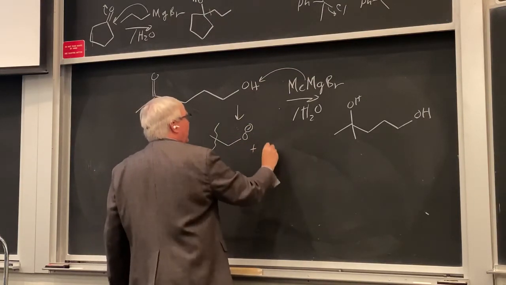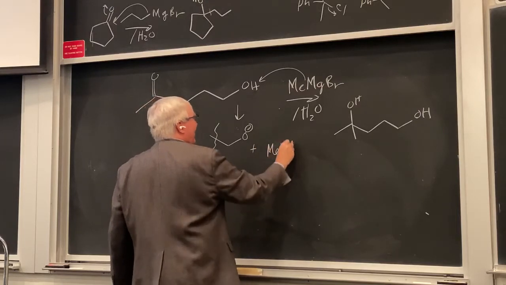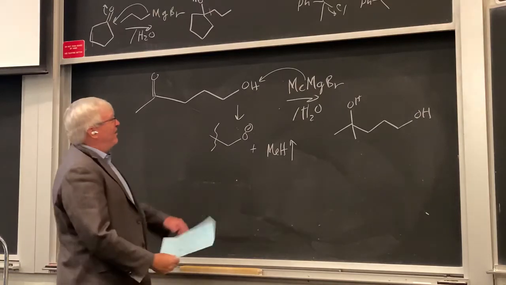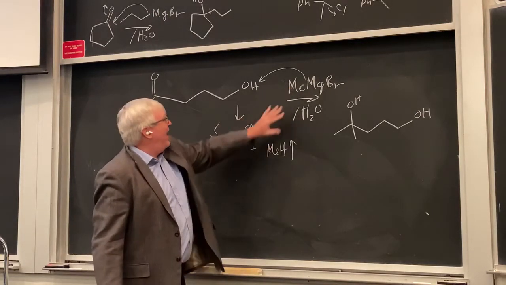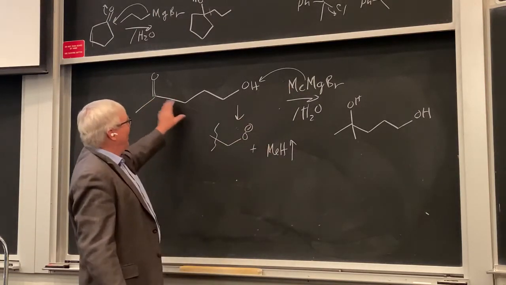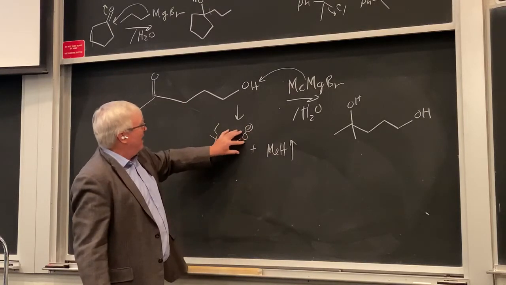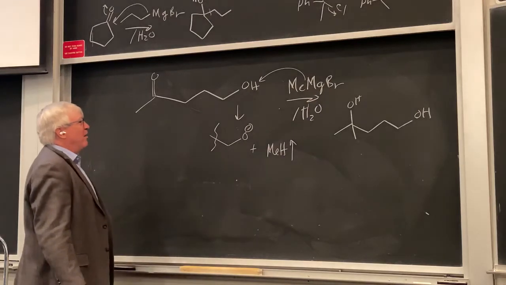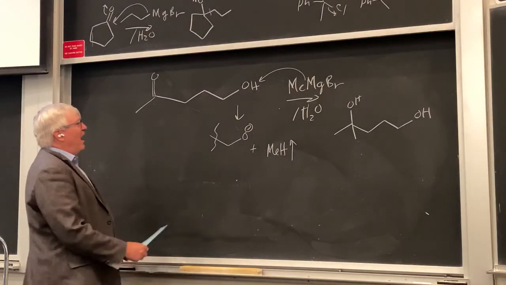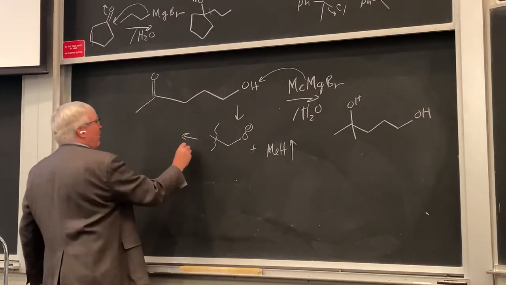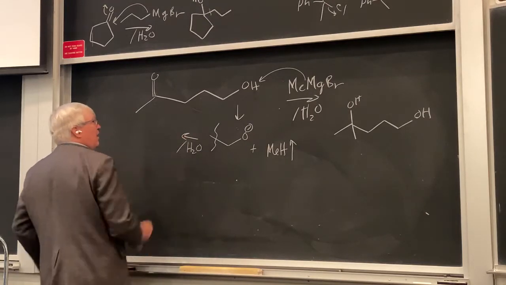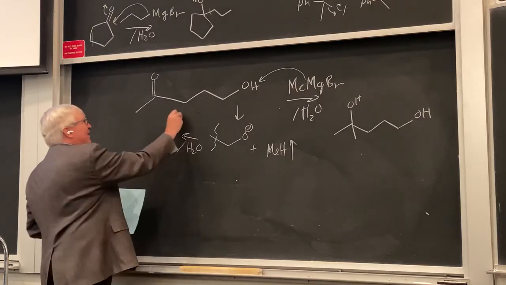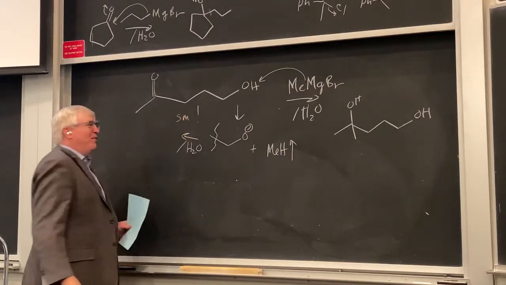And what's the byproduct here? Methane, which just bubbles out of the solution, right? And that eats up all your equivalent. Even if you add excess here, this will just soak that up, and the alkoxide will grab onto the magnesium and stop the reaction at that point. So when you work this reaction up here with water, you just get this back, the same starting material. Okay. Well, that's a frustration.